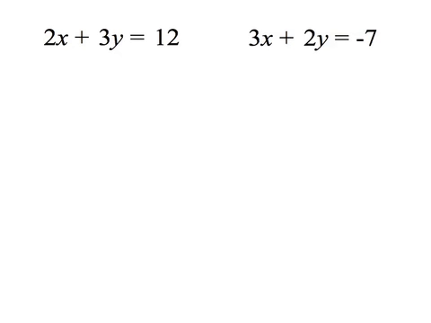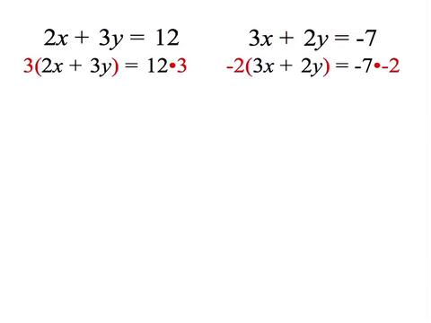Here's another problem. This one's a little more complicated. You cannot multiply either term from one of the equations to make it match or be the opposite of one of the terms in the other equation unless you use a non-integer multiplier. So we're going to treat it the way we would treat fractions. The common denominator for 2 and 3 is 6.